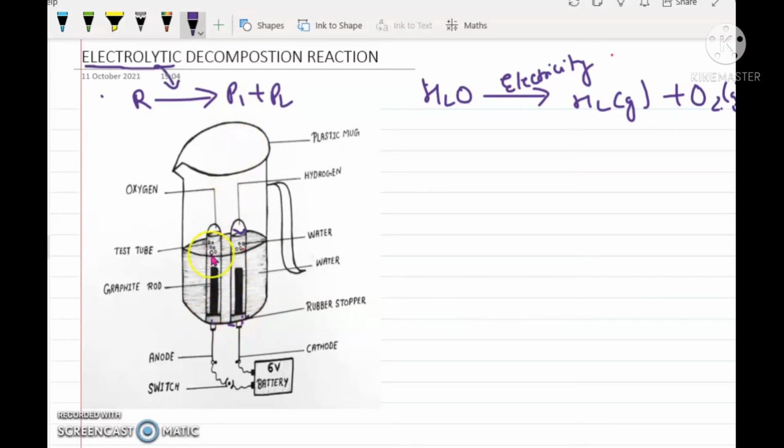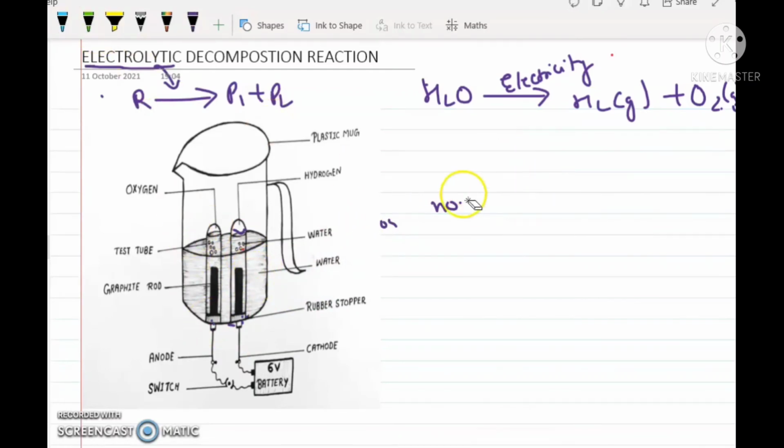Now we will fill this mug with half the amount of water, and this water will be added along with some kind of a sulfuric acid or some kind of an acid. Why the need of addition of an acid is there? So with the addition of acid, the number of ions which are present in your apparatus will rise tremendously, leading to a better conduction of electricity through the circuit.